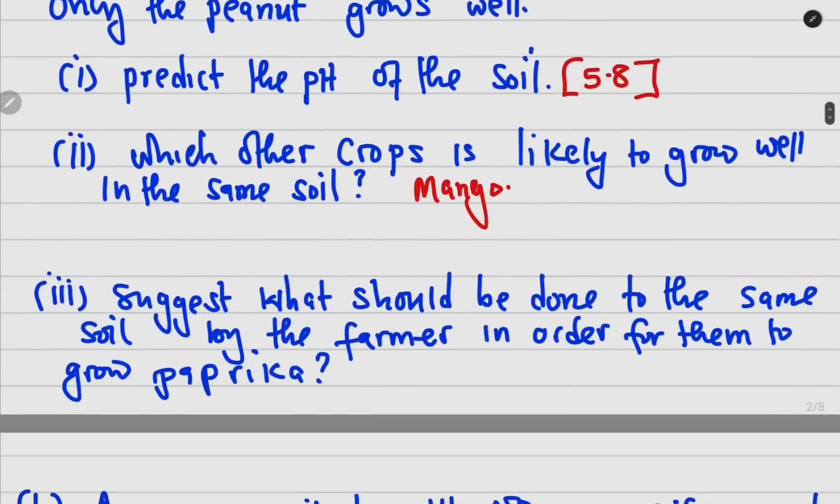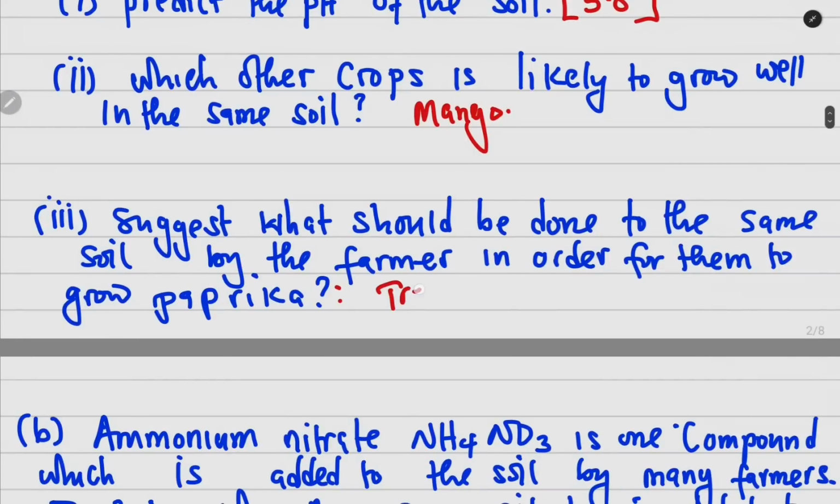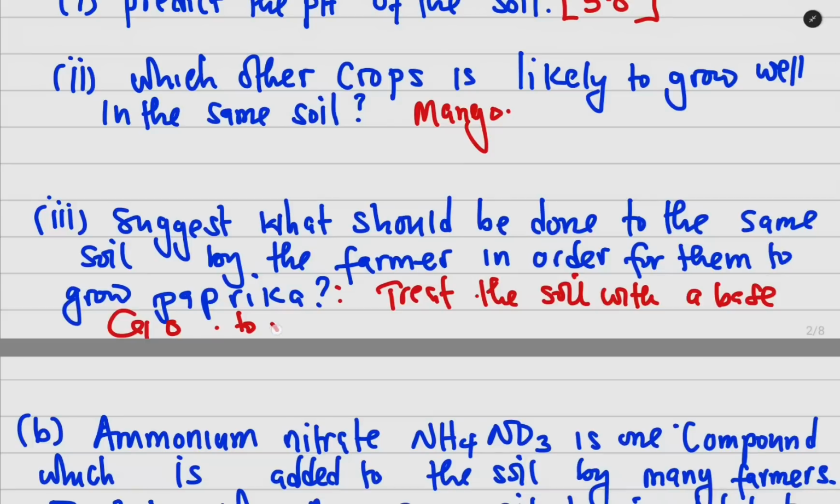So what should be done to the soil by the farmer? The only thing the farmer is going to do is to treat the soil with a base. Okay, treat the soil with a base. What kind of a base? You can use calcium hydroxide or calcium oxide. So you treat the soil with a base to raise its pH.